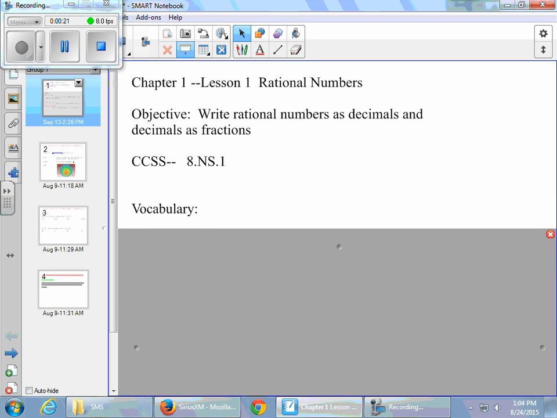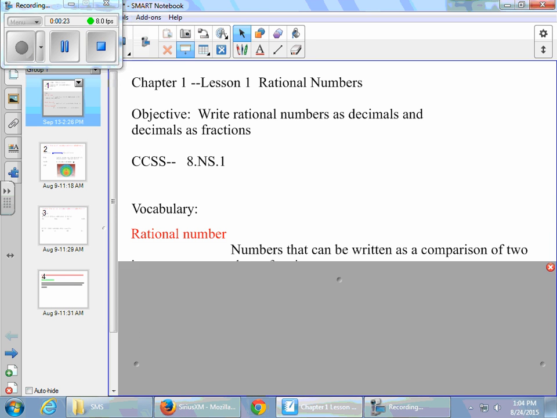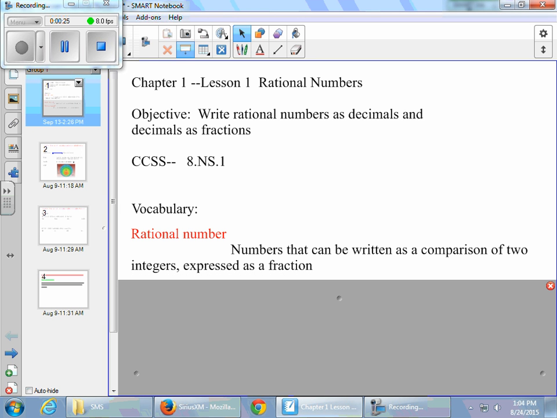Let's get into some vocabulary. First, rational number. A rational number is a number that can be written as a comparison of two integers expressed as a fraction. As you will learn through the videos, you may pause your video and write down the definition and then hit play as you finish your definitions. We're going to look at some examples of rational numbers on our next slide.